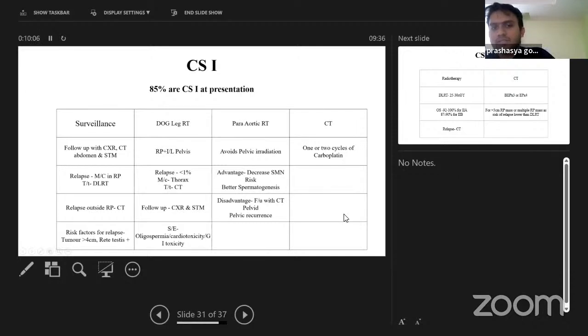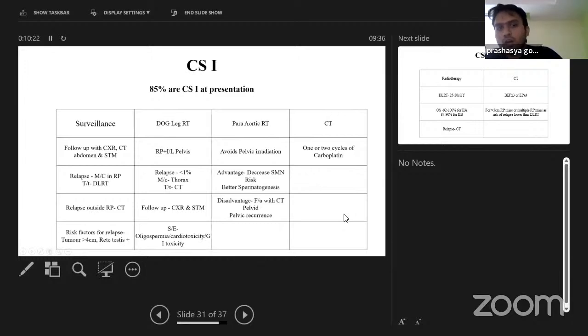Disadvantages are that these patients have to be followed with a CT pelvis, and there is a risk of a pelvic recurrence. Another option is chemotherapy, where 1 or 2 cycles of carboplatin can be given to such patients.